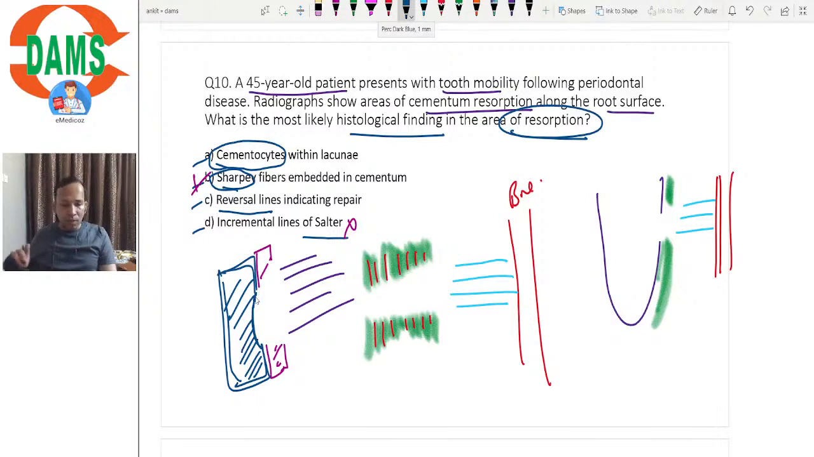अब सही हुआ, ठीक है. तो लैग तो क्या होगा? There would be an attempt at repairing. सो रिपेयर की वजह से क्या होगा, we will see those reversal lines, isn't it?